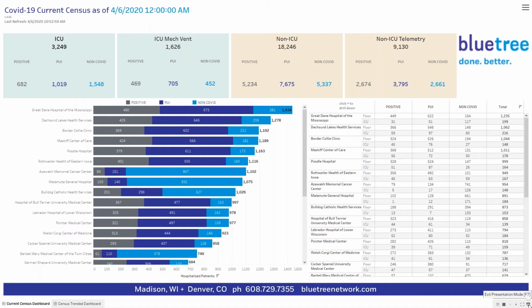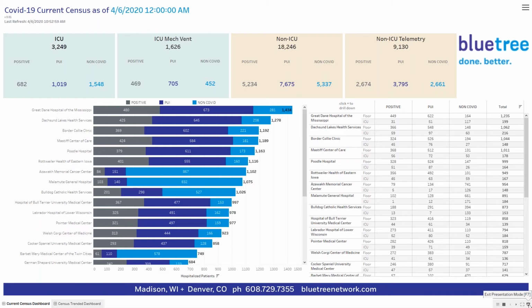Across the top, the patients are broken out by ICU and non-ICU. There also is indication of ICU patients on mechanical ventilation and non-ICU patients on telemetry. Down the left-hand side, we're currently showing a facility level breakout of the patients, showing the positive, the under investigation, and the non-COVID patients. For a single facility view, this would be a breakout of your departments.